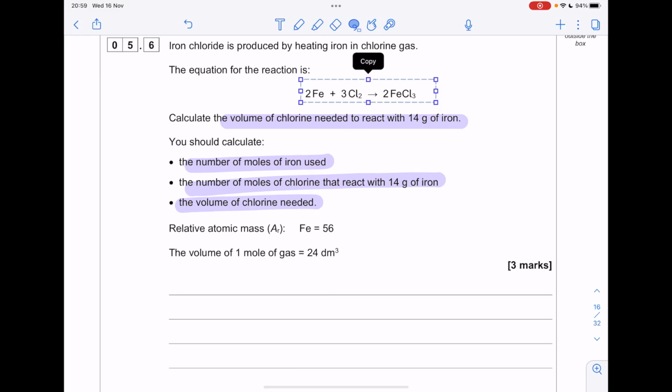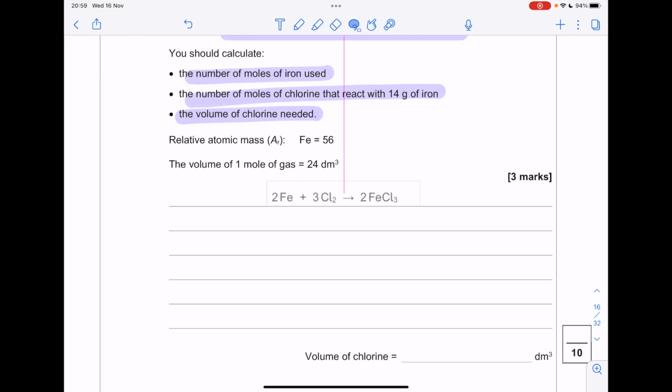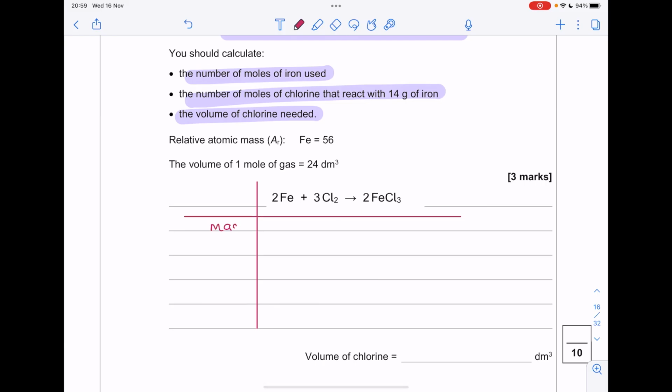So we'll steal that equation. If you've been following me for a while, you'll know I like to use a table method. This is how you should lay out your answer. Mass, MR, moles. Remember your formula triangle looks like this. Please remember that mass goes at the top.